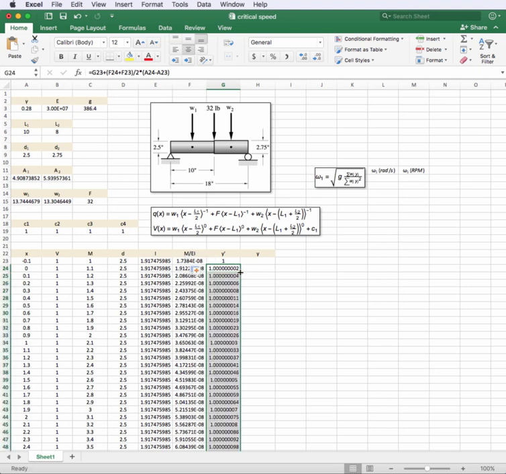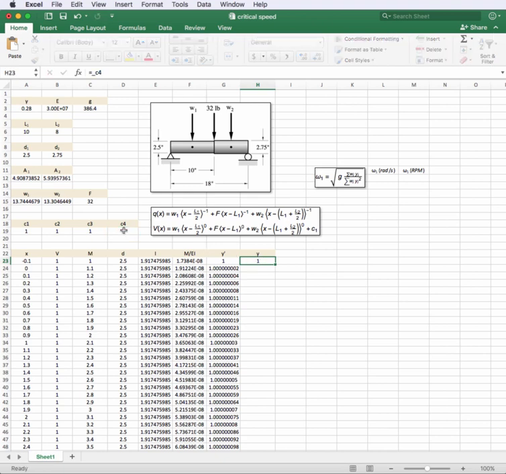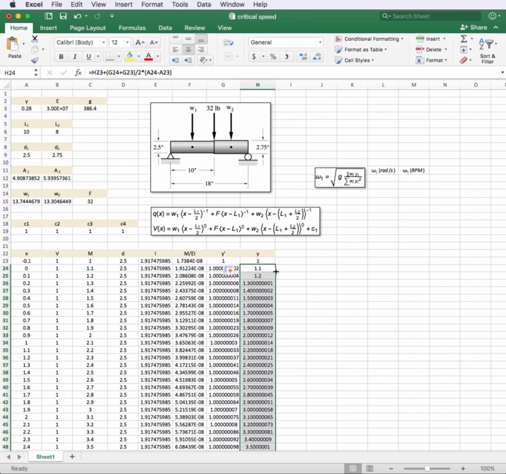So double click there. This one's going to be equal to C4. And then the next, the integral here is going to be equal to the previous result plus the area of that trapezoid. So this is going to be the average height of this and that times the width, which is this minus that, like that. Double click that all the way down.